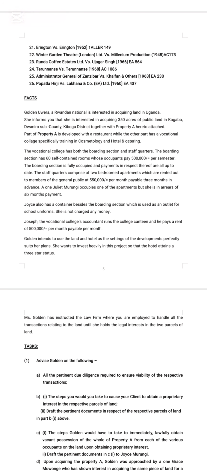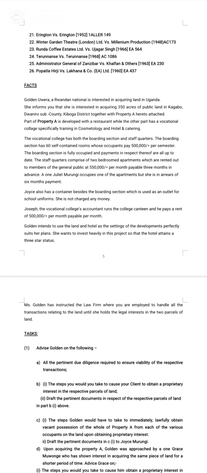So Gordon Owere, a Rwandan national, is interested in acquiring land in Uganda. She informs you that she is interested in acquiring 50 acres of public land in Kagabo, Rwanda Sub-County, Kiboga District, together with property.